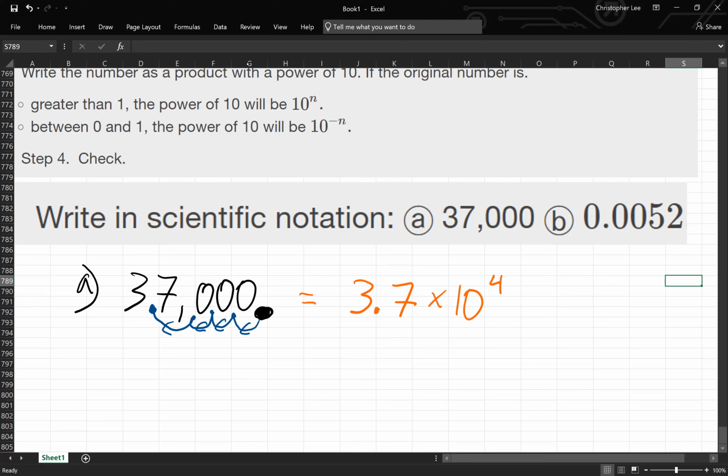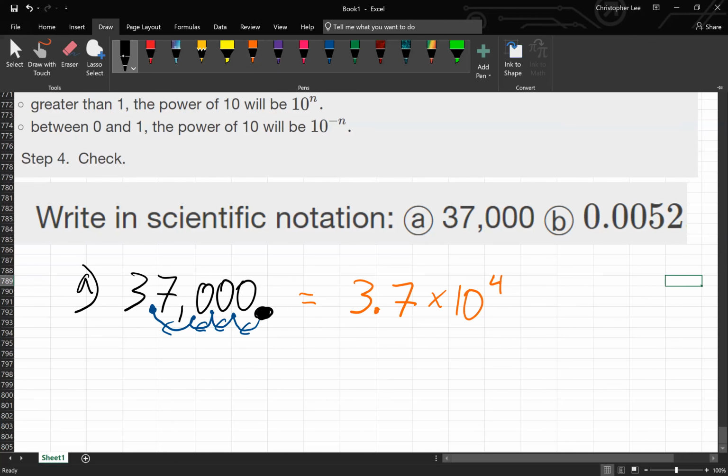I moved the decimal over four spots, and now the first number is smaller than 10 but bigger than 1. So that's how I get the 3.7. I don't need to put the rest of the zeros, because zeros are not significant, but the other numbers that are there are. And then times 10, that's always going to be there, raised to the number of times that I moved the decimal place over to the left. To the left is positive, to the right is negative. That's it. Let's try B.